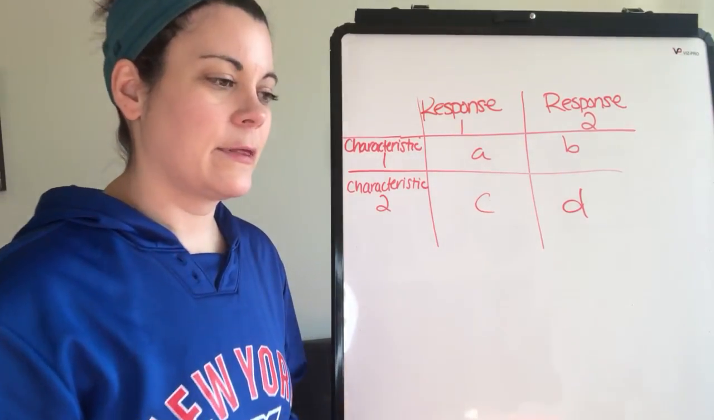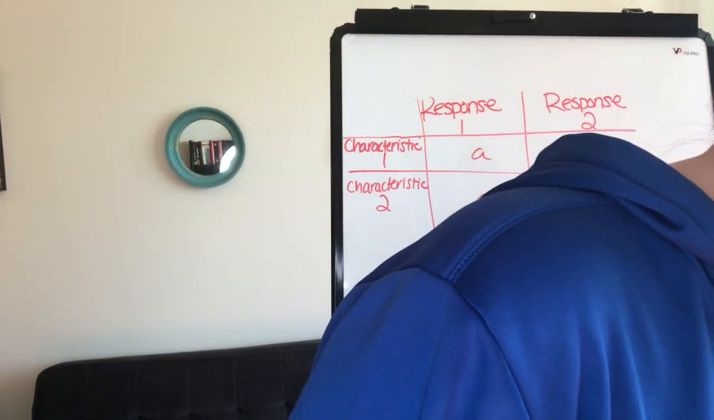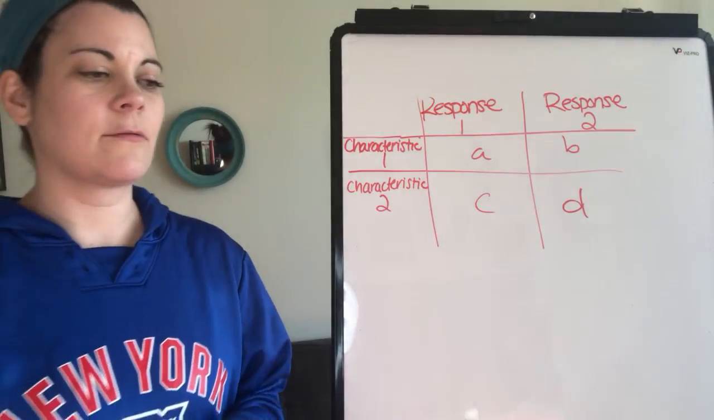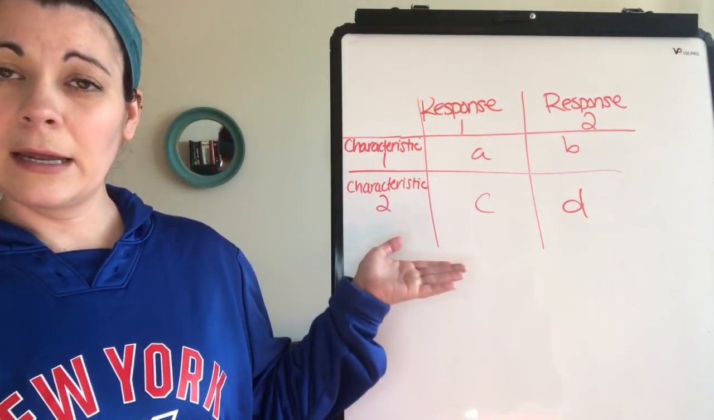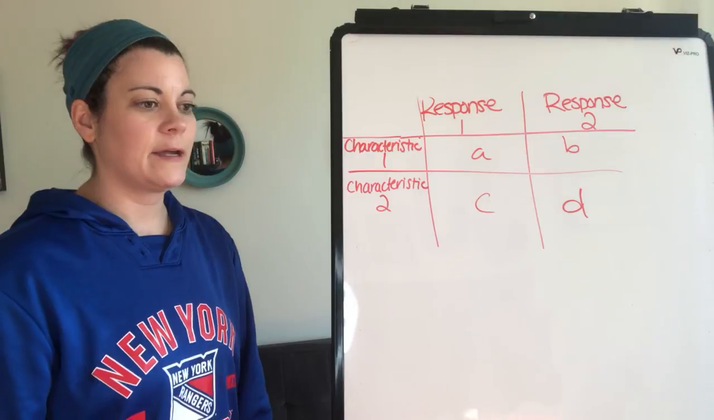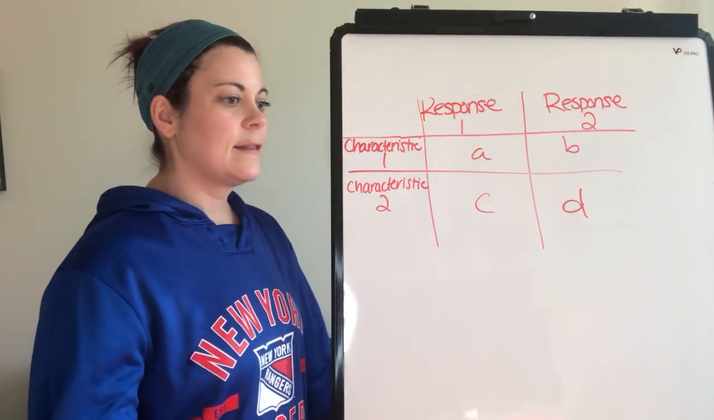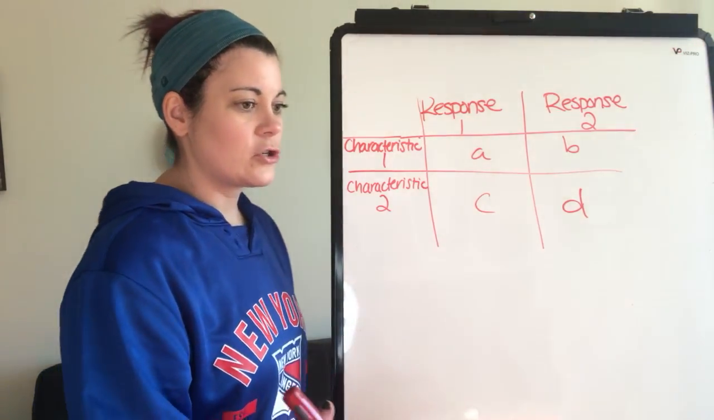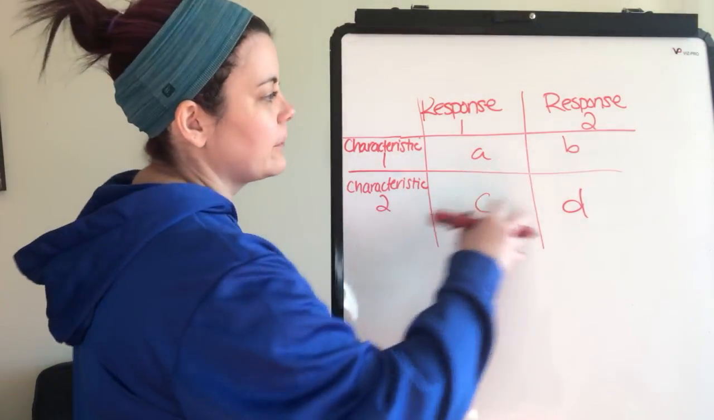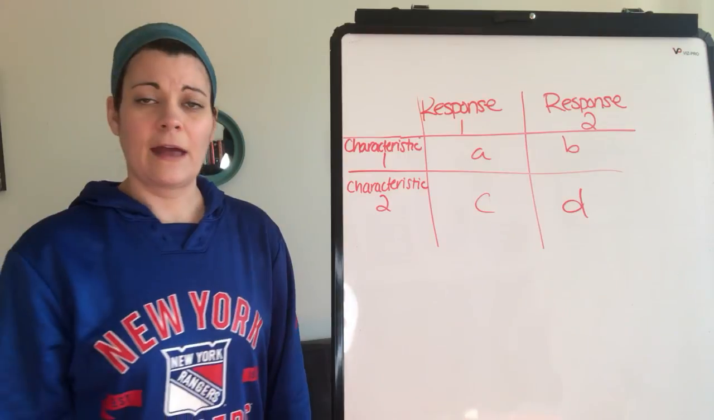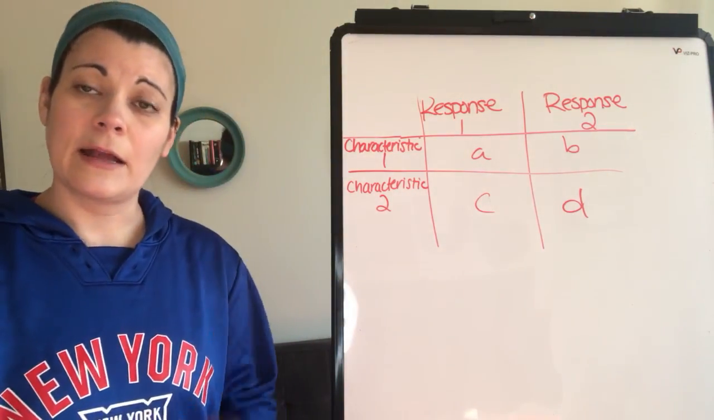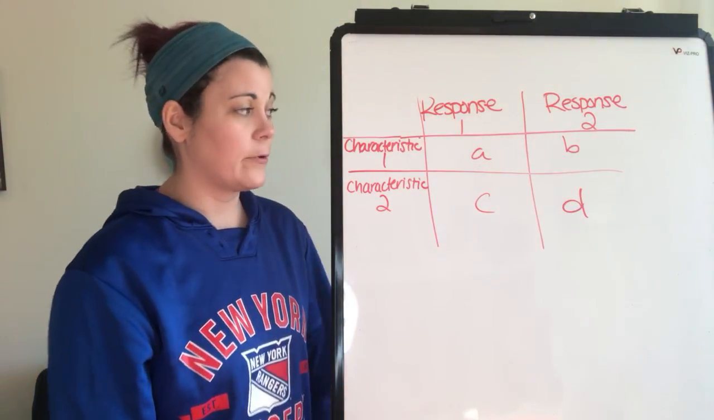A two-way frequency table is a table of data that separates responses by a characteristic from the respondents. Right here I have a general frequency table. Joint frequency is the number of responses for a given characteristic. The entries in the cells of a two-way frequency table are joint frequencies. So the joint frequencies are A, B, C, and D. That's where the joint frequencies are, and that's what they are called.